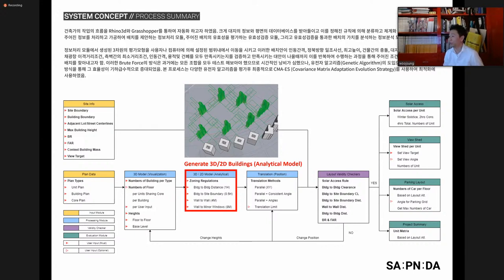So here you see the solid greens are 3D buildings, and the green lines here are 2D boundaries for each building, just to make sure that the buildings are not too close to each other or cross the site boundary. For this, you need to feed some information such as building to building distance, building to site boundary, wall to wall distance, wall to minor windows, etc. So lots of information.